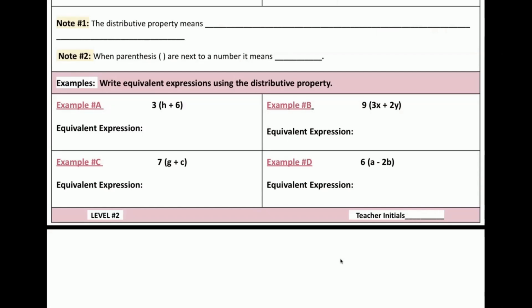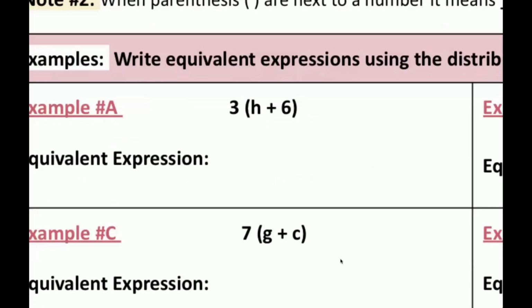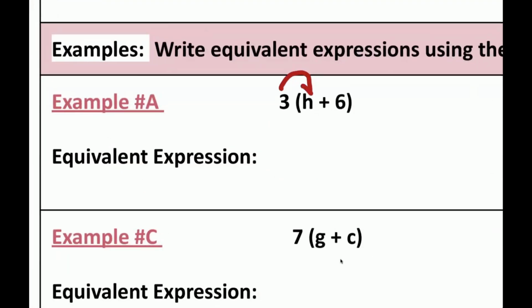So we know the distributive property lets us know how many groups of terms we have. Another way to think of it is the distributive property means multiplying the number on the outside of the parentheses, so the coefficient, by each term on the inside. Make sure you're writing with me. Remember, when parentheses are next to a number, it means multiply. So I'll do an example with you. If I look at the bottom, it says example A, 3 times h plus 6. So I'm going to multiply 3 times h, which is 3h, bring down the plus, and then I'll do 3 times 6, which is 18. That is my final answer.